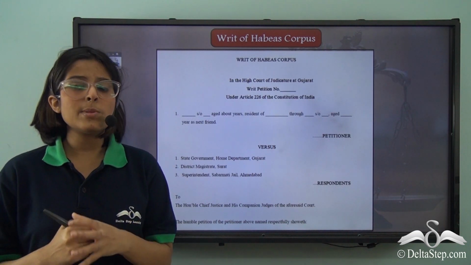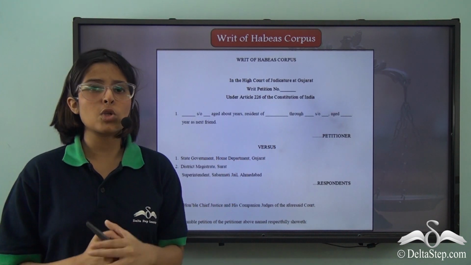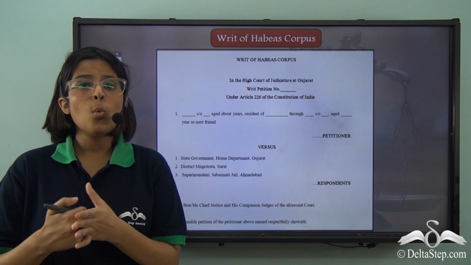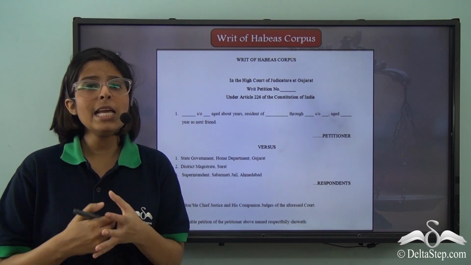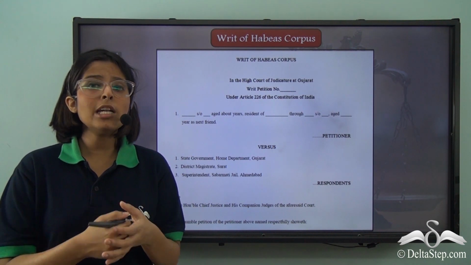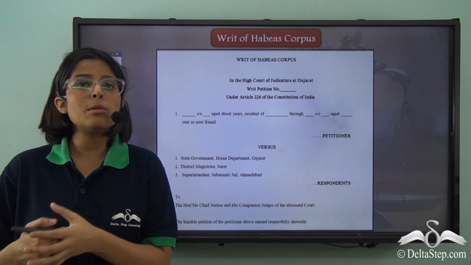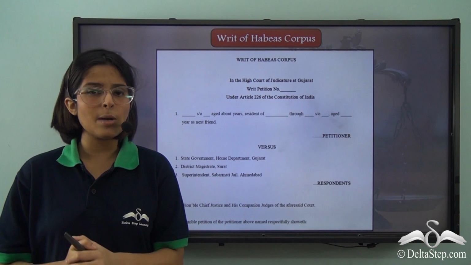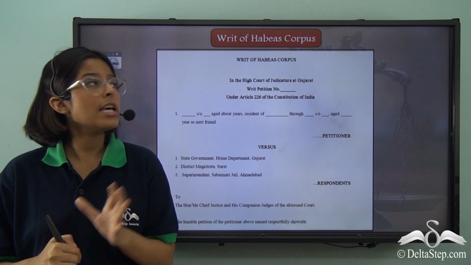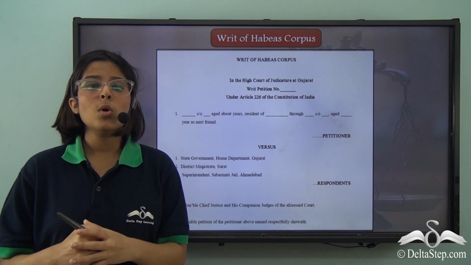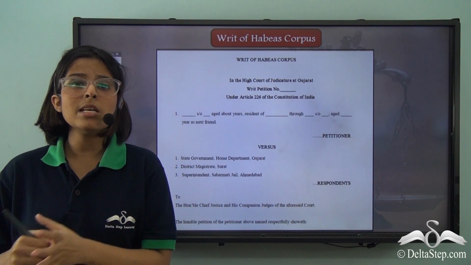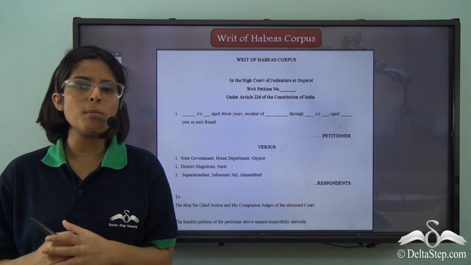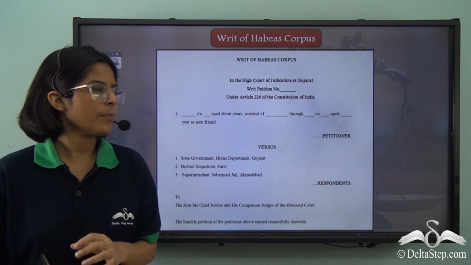So, as we see, the writ of habeas corpus is issued when a detaining authority has illegally or unlawfully held a person in police custody or prison or has detained the person somewhere. In such a case, the writ of habeas corpus will make the detained person be released immediately from his detained position.